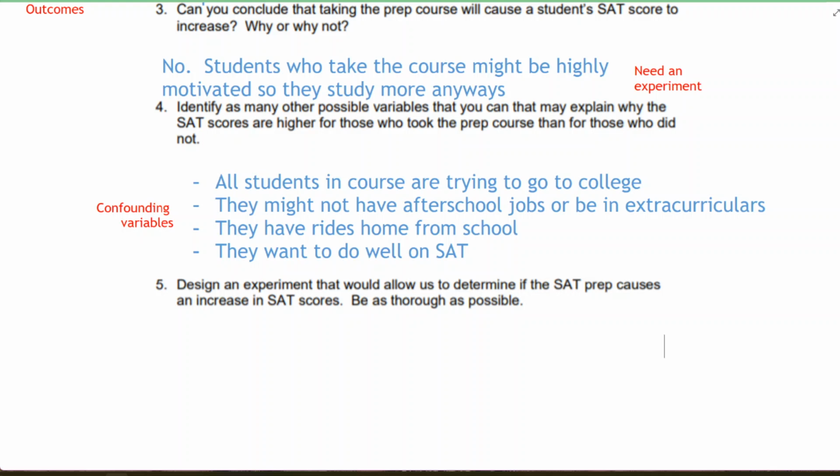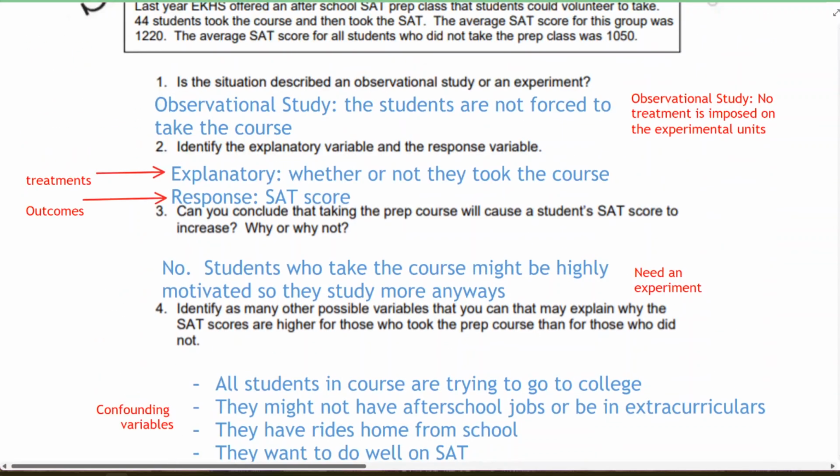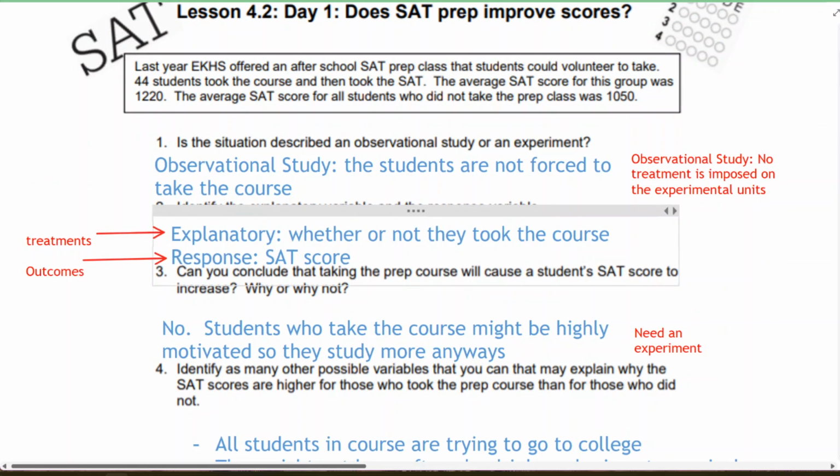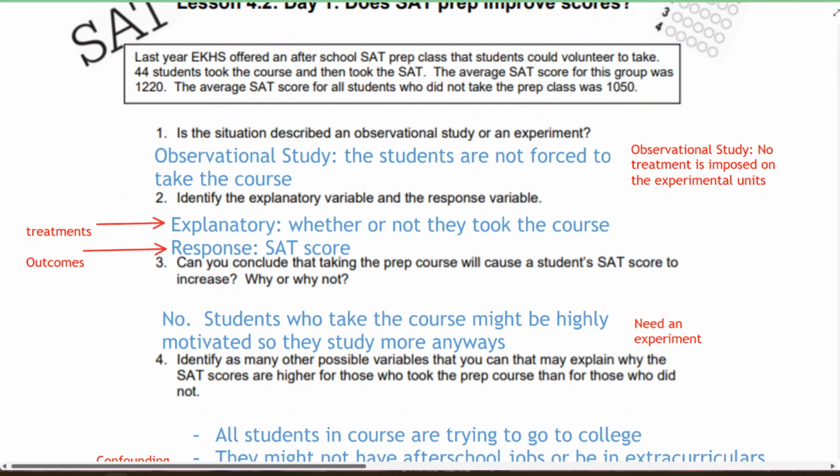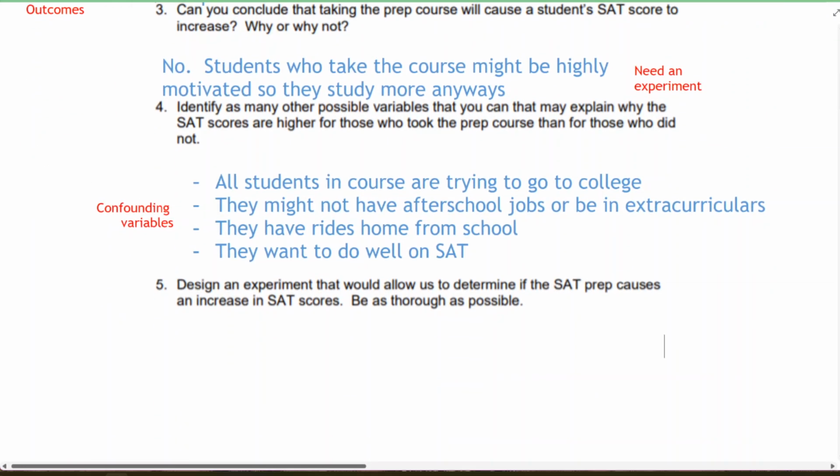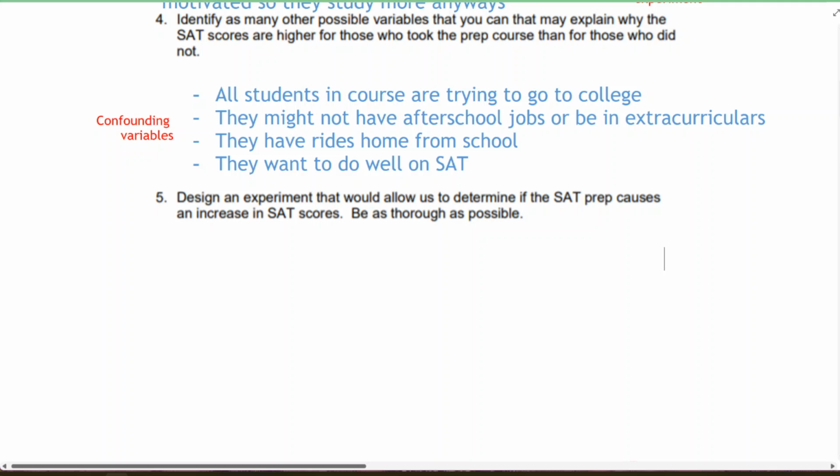So all of these confounding variables, we need to talk about them. We need to do something about confounding variables. Otherwise, we'll never be able to show a cause and effect relationship in our experiments. Not that this was an experiment to begin with. Our SAT class was always just an observational study. We were never going to be able to show cause and effect, but these are things to keep in mind as we start to create our experiments.